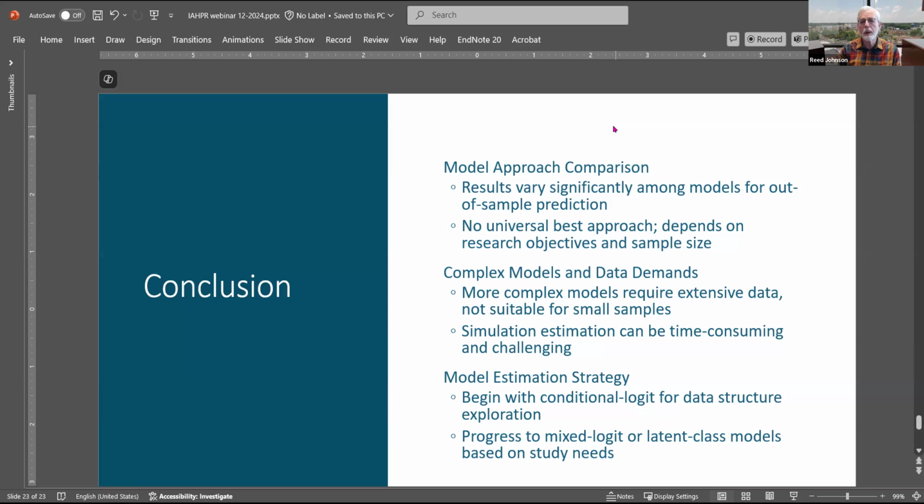The more complicated the model is, the more attributes you have, the more levels you have in each attribute, places more statistical burden on the analysis. More complicated models just require more data. And so again, it's not going to be suitable for small samples.